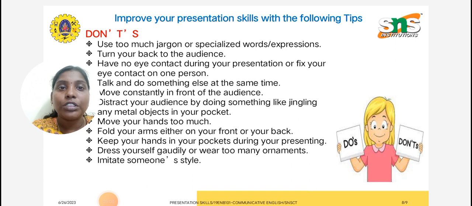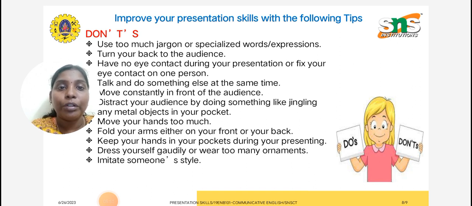At any cost, don't turn your back to the audience. You can stand on either the left or right side of the corner, so your audience can look at the PPT projector very easily. Don't avoid eye contact during your presentation, or fix your eye contact on any one person. Don't look only at your close friends or the known circle. As a presenter, you should have eye contact with the people occupying the room. Keep that in your mind.